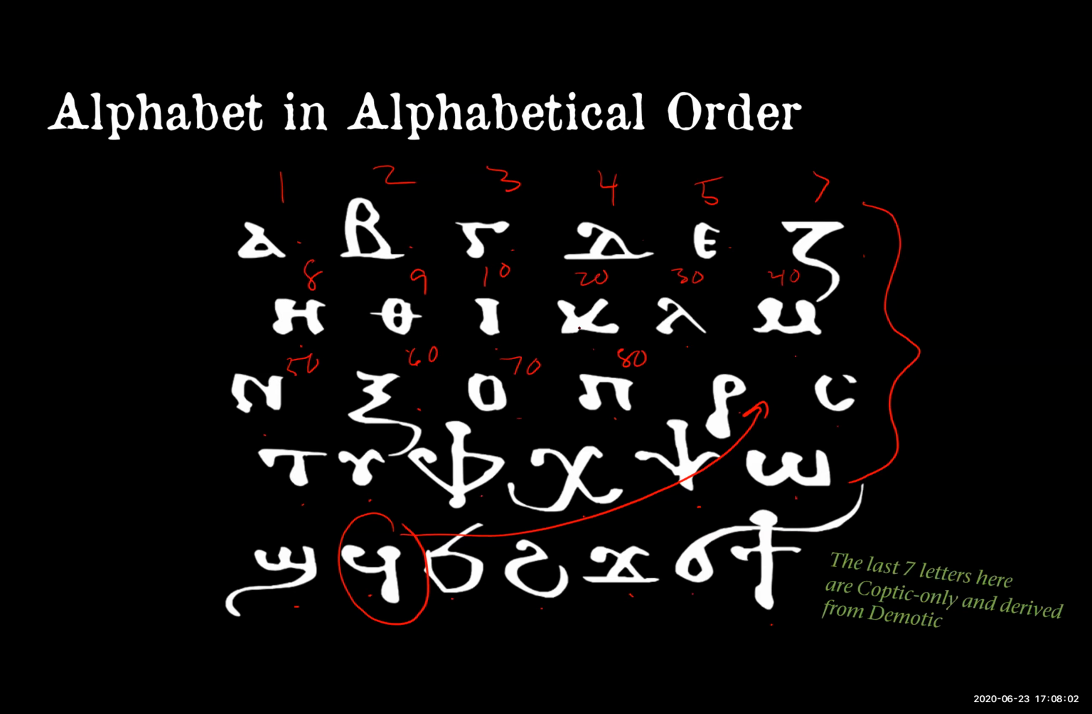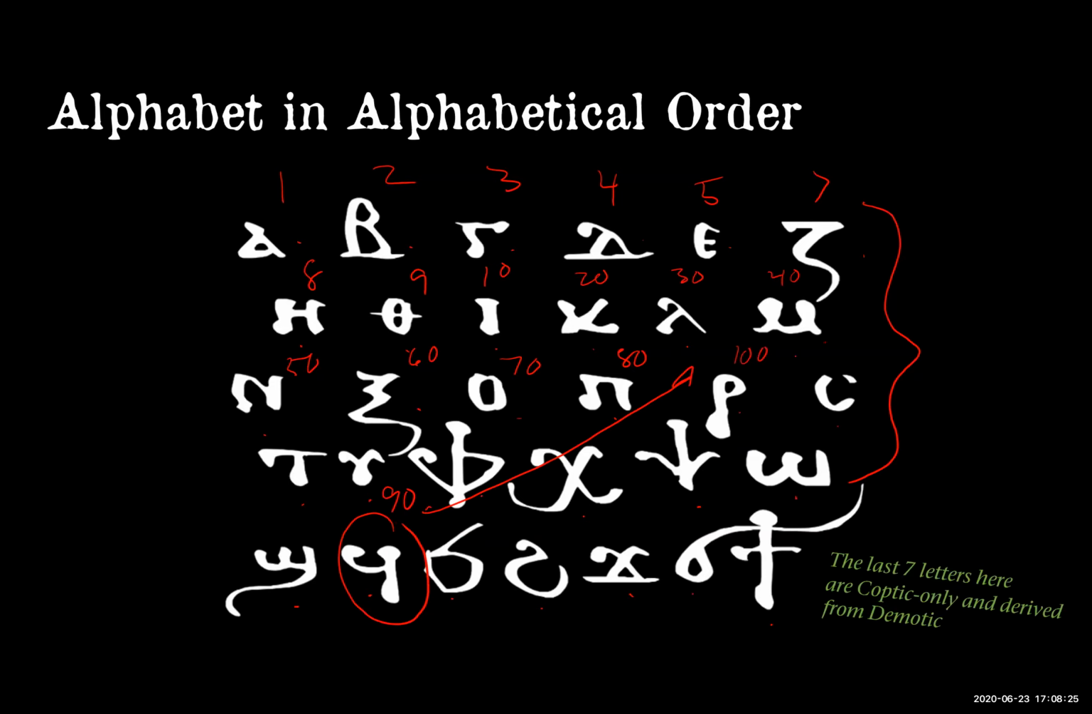Did I skip something? 10, 20, 30, 40, 50, 60, 70, 80. Right. This one jumps here. So this letter is 90. You would think rho would be 90. It's not. Rho is 100. So it's 90, then 100.